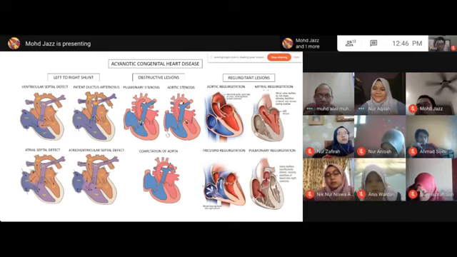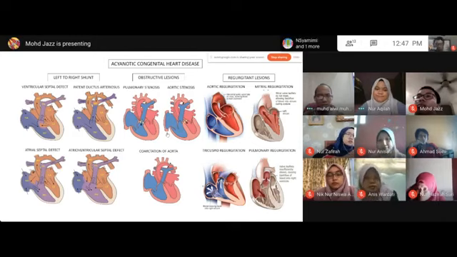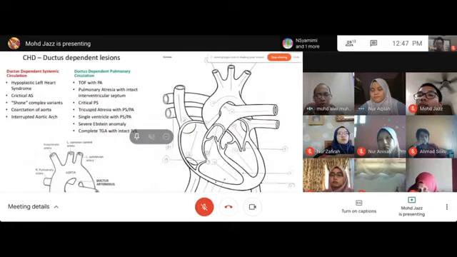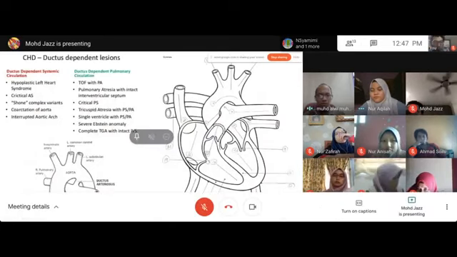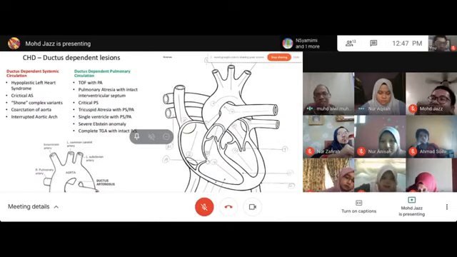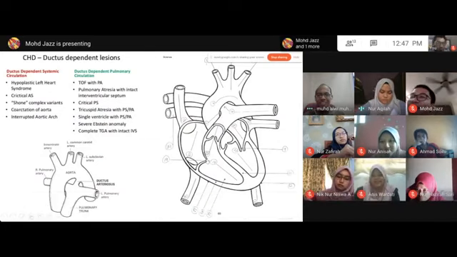Okay, next. Any questions? In general, acyanotic is more common than cyanotic, and for cyanotic, you should know TOF. TOF you have to know inside out because it's very common. Definitely it will come out in the exam. If you get a cyanotic heart, you just bet this is TOF. Without examination, without anything, just say TOF. Then the chance of you being right is about 80%.